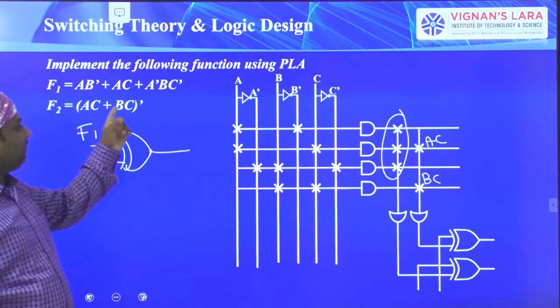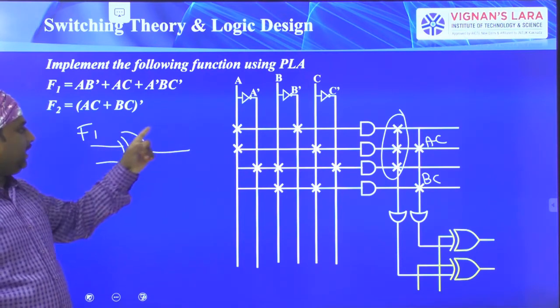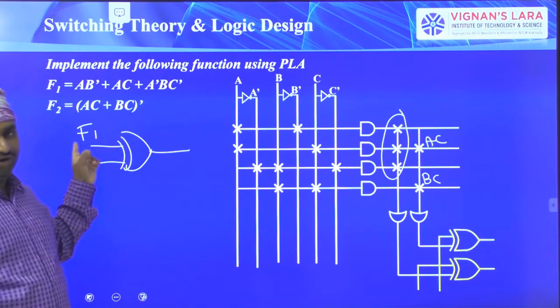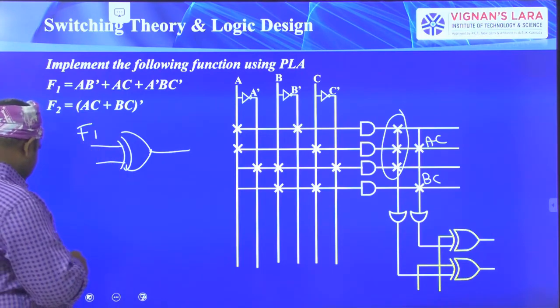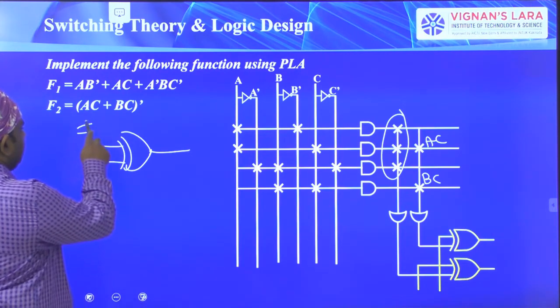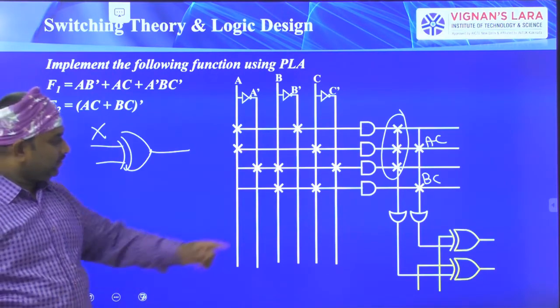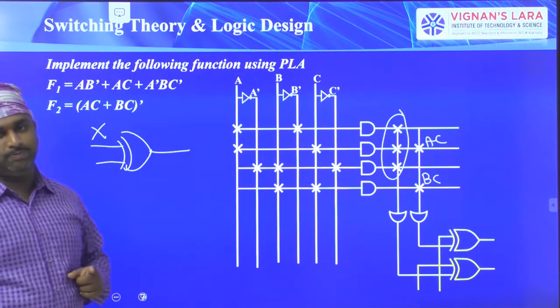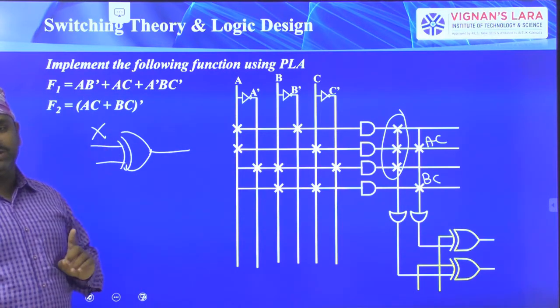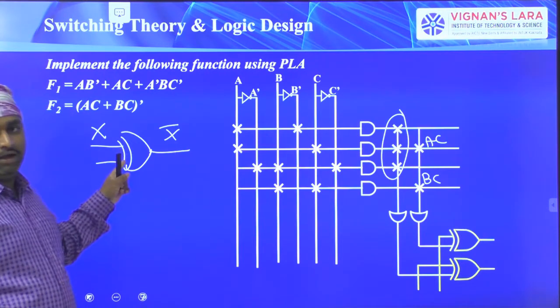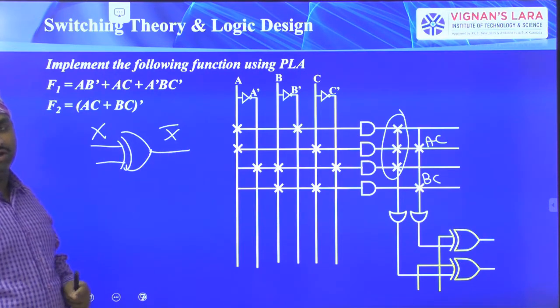Actually I said that AC plus BC whole bar is required. Here I got AC plus BC. For example, F1 may be available. Otherwise you can think that here some X is available. So in the place of X I have AC plus BC, but I required AC plus BC whole bar. That is, I required X bar. But in between X and X bar I have the XOR gate operation.